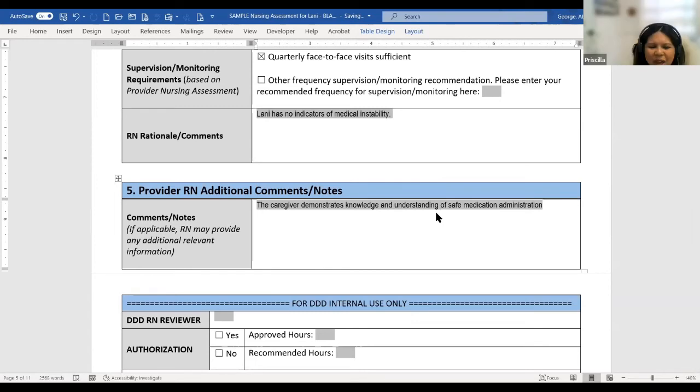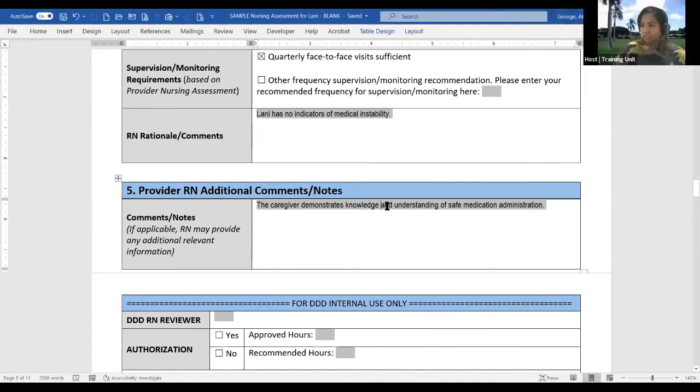Nice, Jen. And then just a reminder, in section 2, you also have the option, like Jen was putting up, to indicate those under the assessment and then the determination if the RN is going to authorize yes or no. You may also include knowledge, understanding, and skill for medication administration. Caregiver demonstrates knowledge, understanding, and skills. Did you say abilities too?